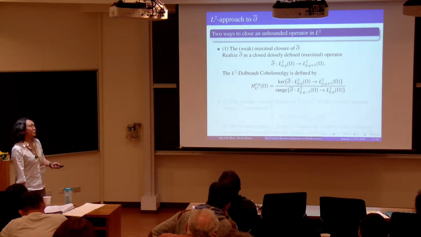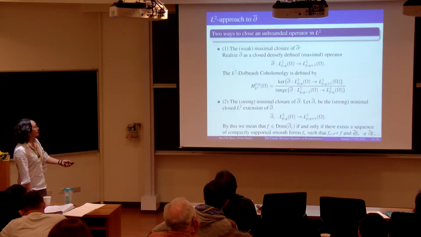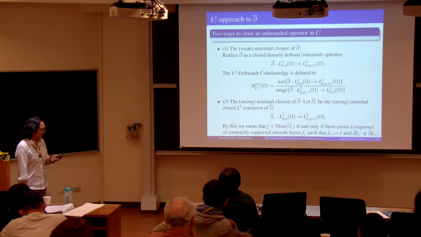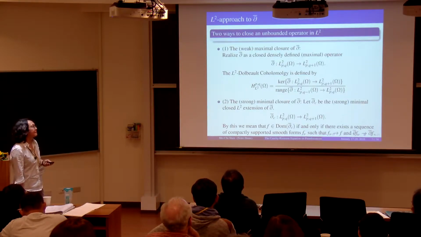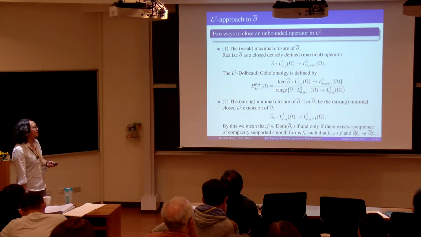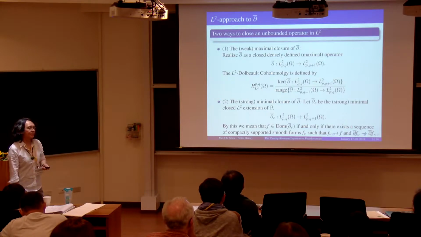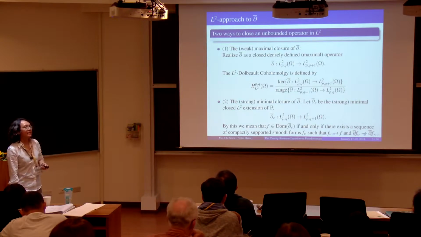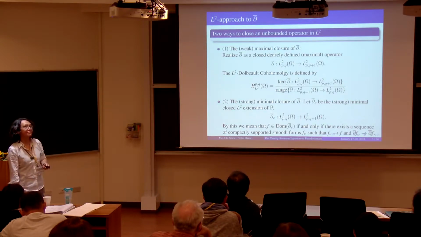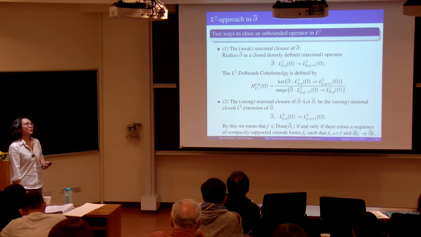But there are other ways to close the operator. I specifically want to talk about the strong minimal closure. The strong minimal closure of d-bar we denote by d-bar_c. This is defined by, first, d-bar_c should be densely defined, so it should be defined on all the test forms, compactly supported smooth forms. Then we simply complete it in the graph norm. That's what we call the strong closure. We formulate these two this way, and then they are naturally dual to each other.